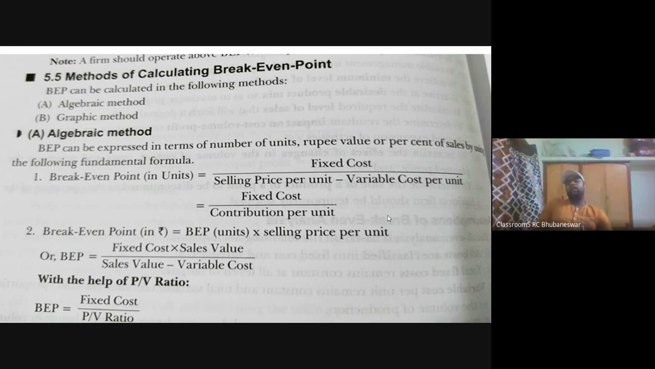So when you apply this formula, fixed cost divided by contribution per unit, you will get the answer in unit terms. Here it is written break-even point in units. So you will find out the quantity, the number of units to be sold to attain break-even point. That means to reach a point where there will be no profit and no loss either.